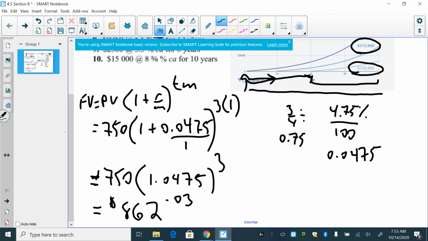$862.03. So I put in $750. I didn't do anything else. And after 3 years, I got $862 now in the bank account. So I've got an extra over $100 for free, basically free money.